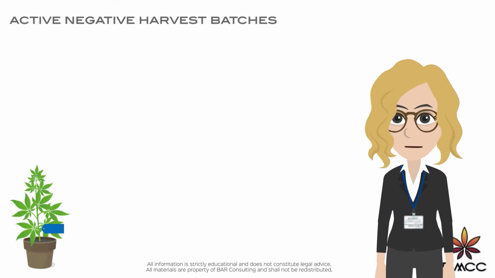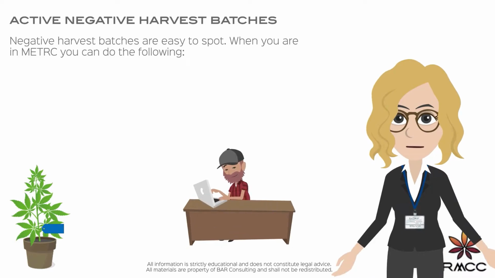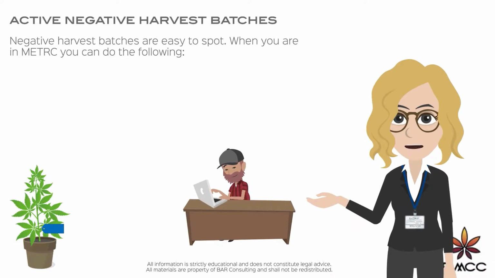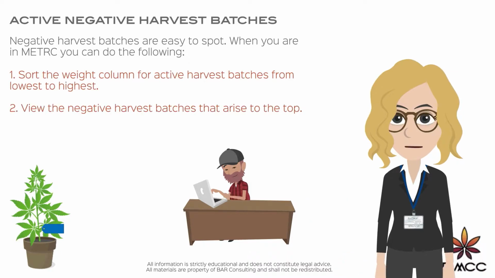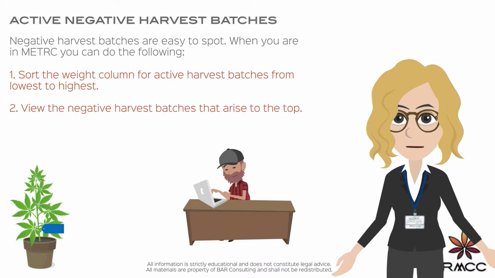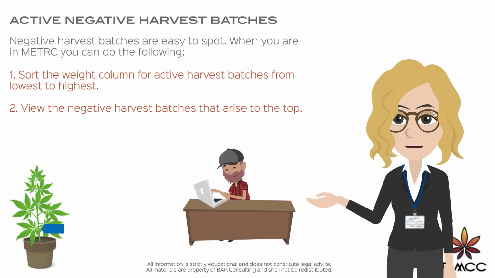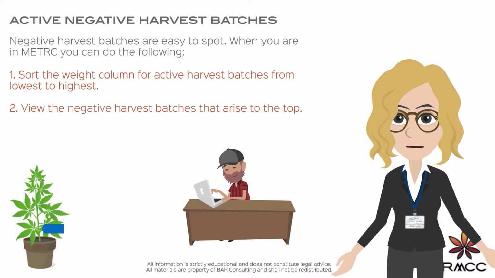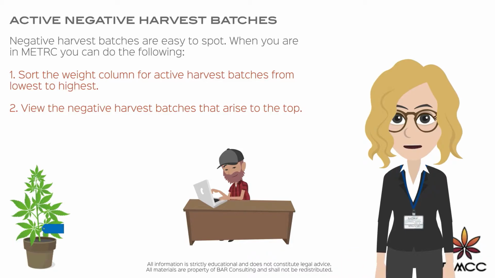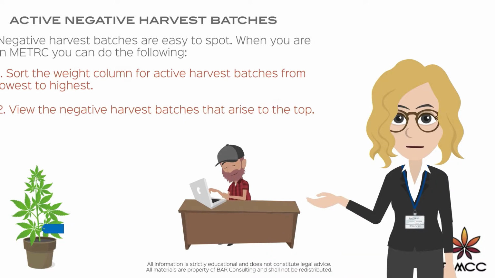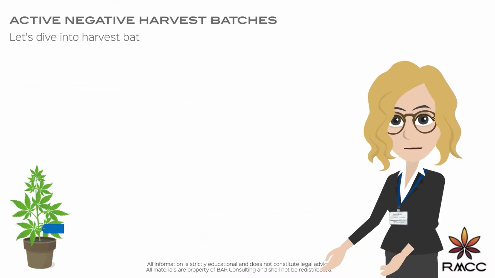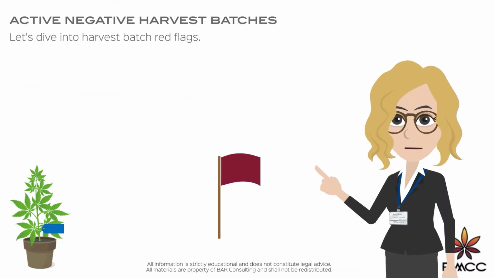The good news about negative harvest batches is that they're very easy to spot. When you're in Metrc, all you need to do is sort the weight column from lowest to highest. When you sort the weight column for active harvest batches, the negative harvest batches will rise straight to the top for you. All right, let's dive into the harvest batch red flags.